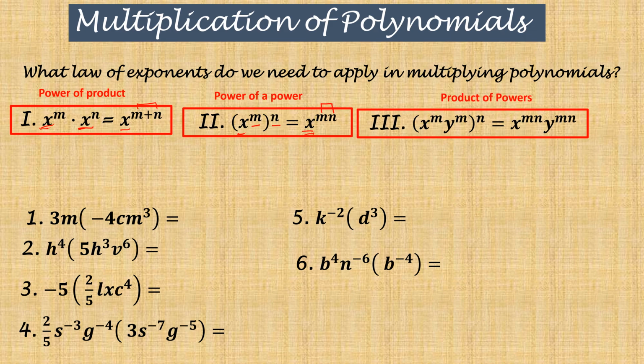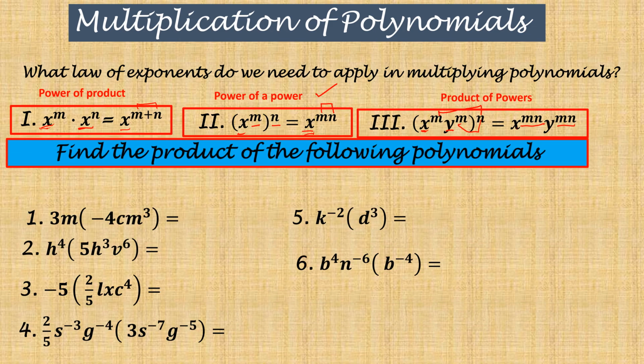Then the third law which is needed also is the power of a product. As you have seen, this is already composed of more than one base, no? As in the previous law, we have only one base, and this time we have already two bases, and for that we simply distribute the outer exponent to the inner exponents. So we simply multiply the inner and the outer exponents. So let us now find the product of the following polynomials.